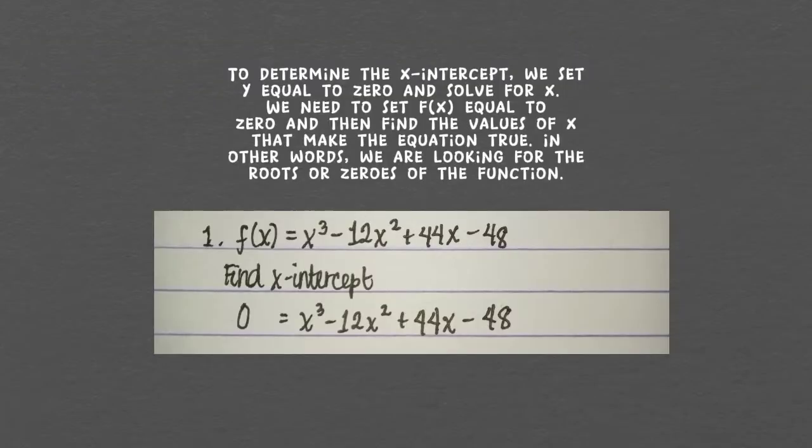To determine the x-intercept, we set y equal to 0 and solve for x. Take note that in this case, f of x, p of x, and y are synonymous with each other. That is, we need to set f of x equal to 0 and then find the values of x that make the equation true. In other words, we are looking for the roots or zeros of the function.